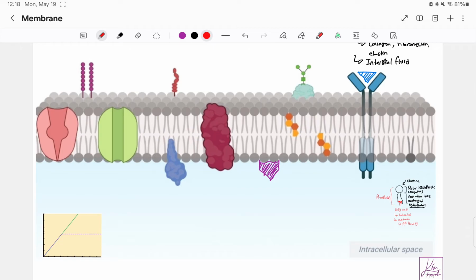And this puts a thought in your head of diets, right? So if your diet is full of high unsaturated fat, you might have a more fluid phospholipid bilayer, okay?